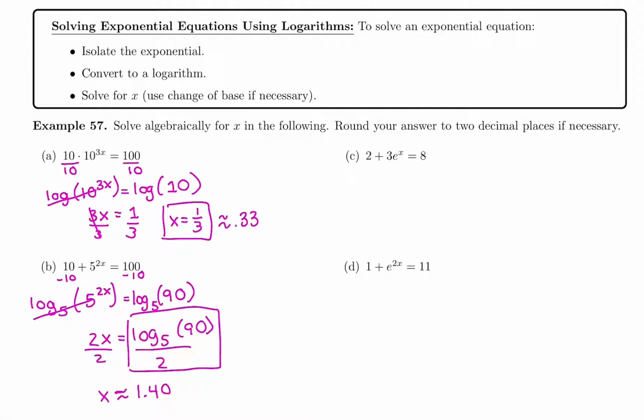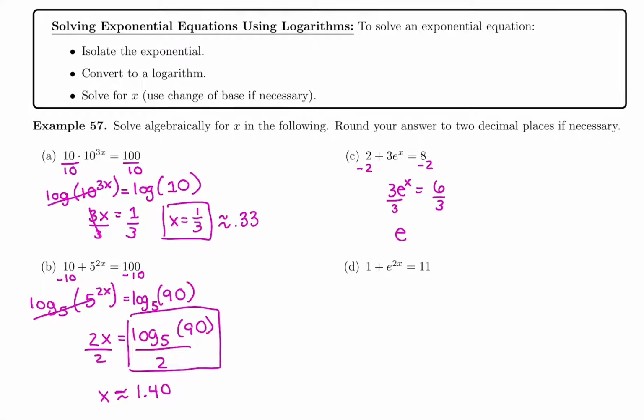The next one we have is 2 plus 3 e to the x equals 8. So x is stuck up in the exponent. I'm going to use a log to bring it down. Before I do, I have to get it on one side by itself. So first of all, I'm going to subtract 2. So I'm going to get 3 e to the x equals 8 minus 2, which is 6. And then I'm ready to divide by 3.